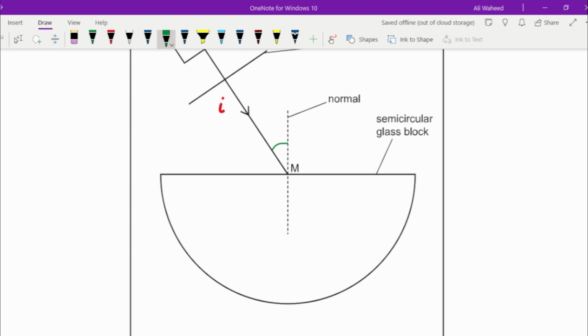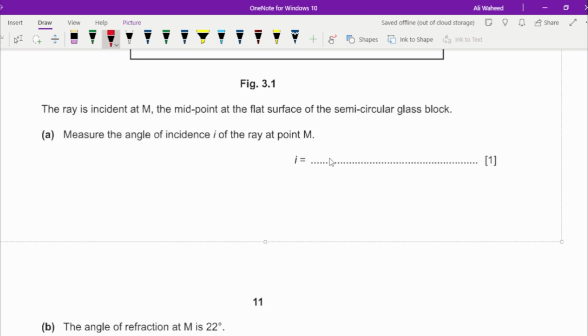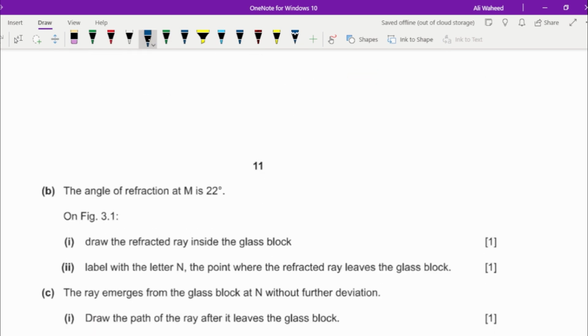Why did I say time period? The actual answer is 34 followed by the unit. Okay, the unit of the angle is degrees. It has to be written there at the top. Many of the students forget to write the unit. Without the unit, you won't be getting marked for this one.